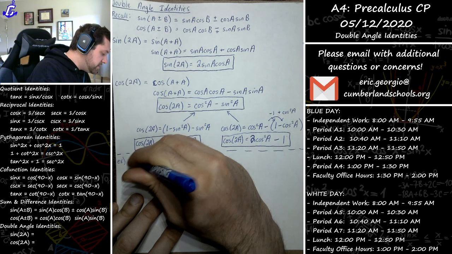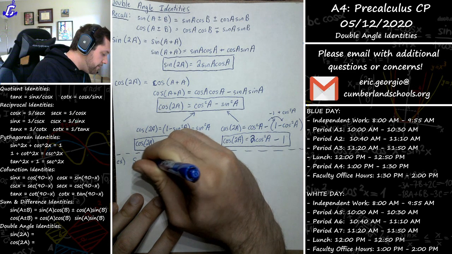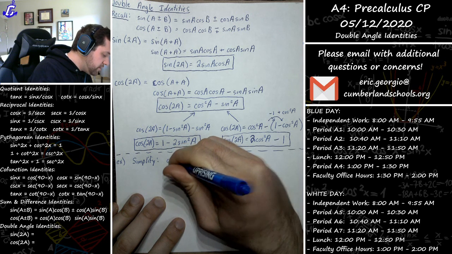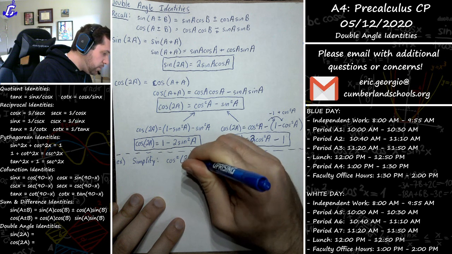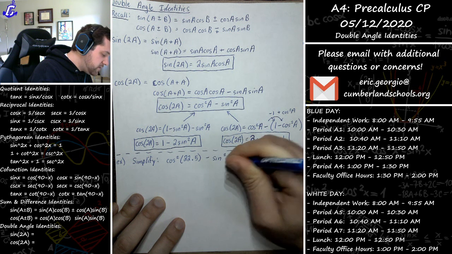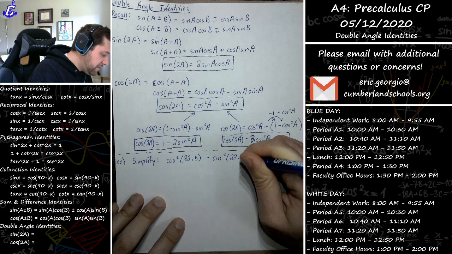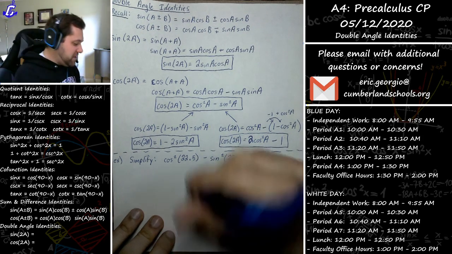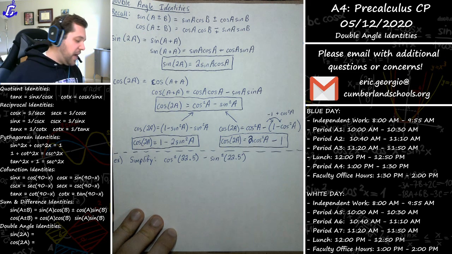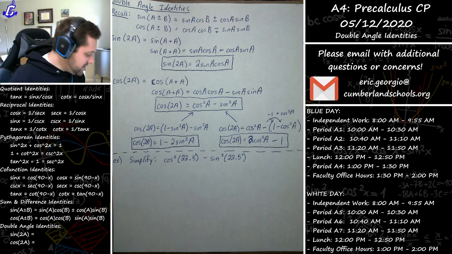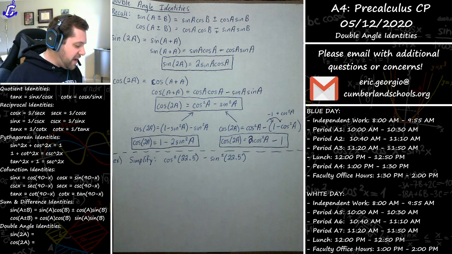What if I asked you to simplify an expression like this? I like this one a lot. The cosine squared of 22.5 minus the sine squared of 22.5. I know at least when I first looked at this problem, it should be degrees, by the way, I was like, how the heck am I supposed to do that? It just seems like the cosine squared of some random number minus the sine squared of some random number.